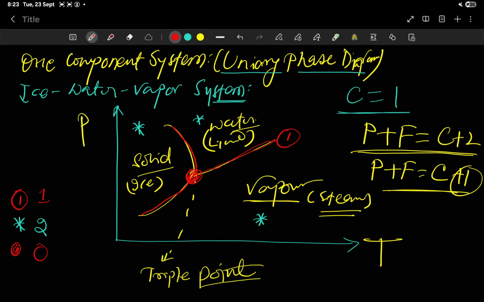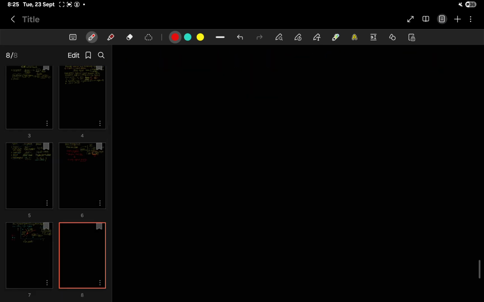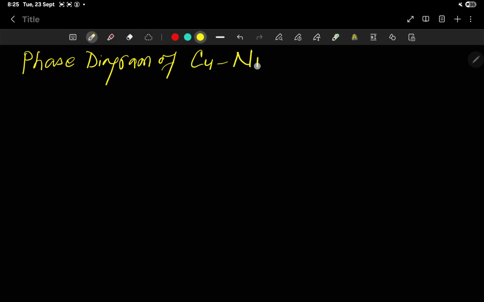Now let's explore more concepts. So let's try to understand the phase diagram of the copper nickel system.